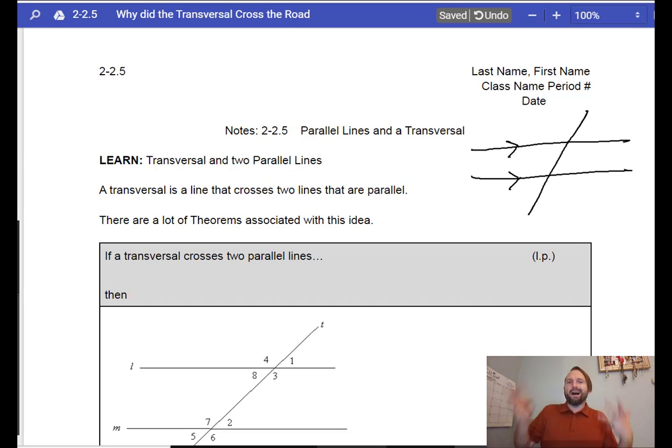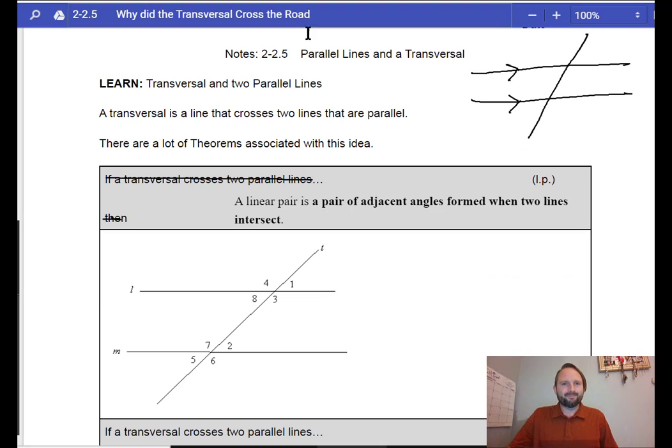Now, there's going to be a lot of theorems associated with this concept, this very difficult concept of a line crossing two parallel lines. That's it. Well, first off, if a transversal crosses two parallel lines, then, well, forget that. So forget about the two parallel lines. Let's talk about a linear pair. A linear pair is a pair of adjacent angles formed when two lines intersect. So that looks like this.